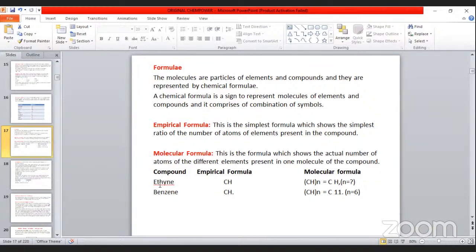So let's take, for instance, the compound ethyne. The empirical formula is CH. Benzene, the empirical formula is also CH. So you can have up to 10 different compounds having the same empirical formula, because the empirical formula just shows the ratio of the different elements combined. For molecular formula, each compound must have its own molecular formula. Okay.